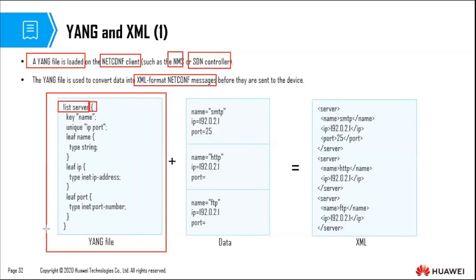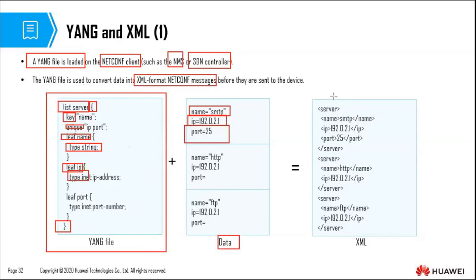We are calling this list server. Then we have an opening curly bracket and a closing curly bracket. Inside it, we have the following parameters: key name, unique IP port. Then we have another one inside: leaf name, type string, leaf IP, type net. So for example, for the name, we can say the name is SNMP, IP is that, port is that. So this is the data. This is the YANG file.